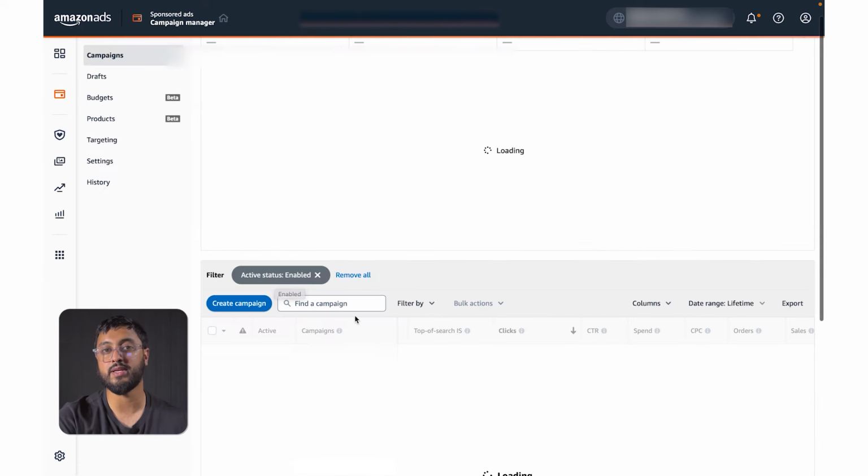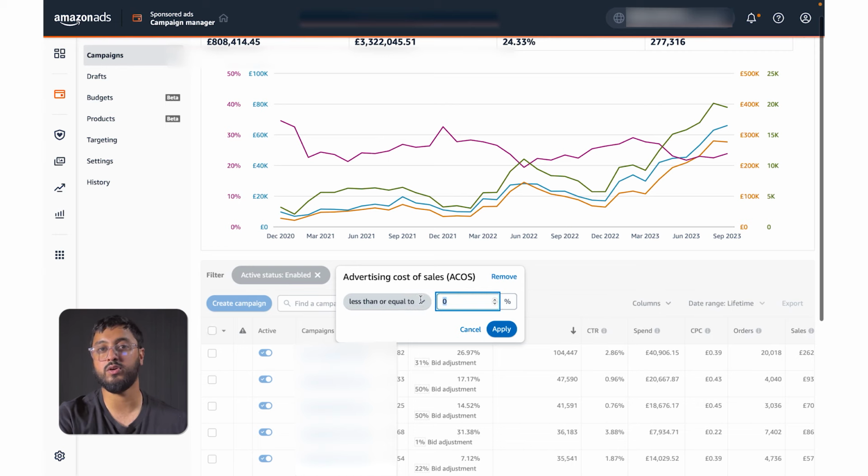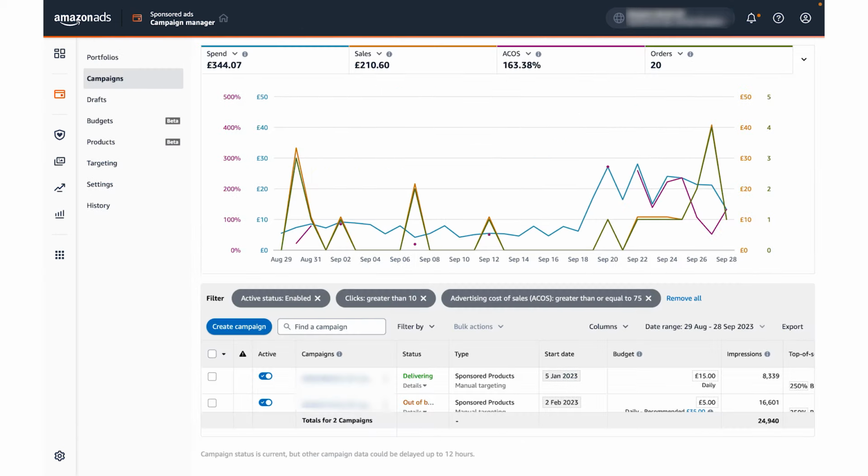So this one's really basic. You're going to apply a filter, ACOS greater than or equal to 75, and then clicks greater than 10. So when I do this, you can see right away that in the last 30 days, I've spent £344 to generate £210 with an overall ACOS of 163%.